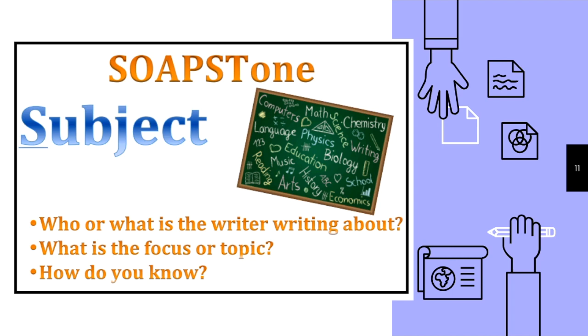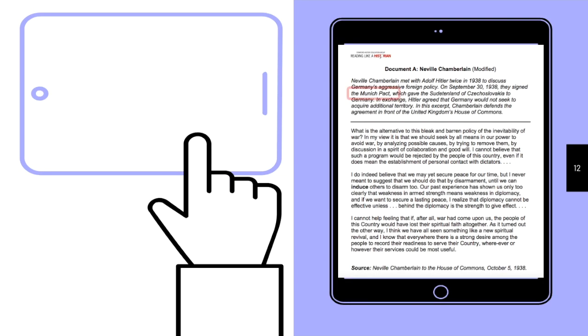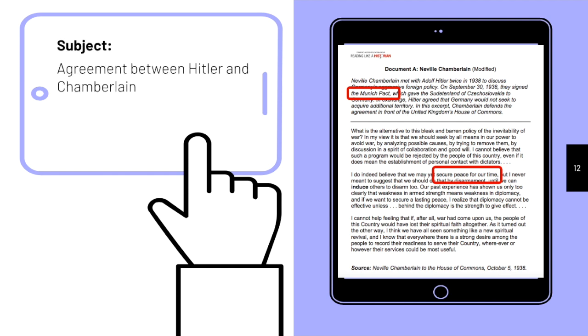The S is for subject. What are the general topics and ideas of the source? What is the message? How do you know? Chamberlain is trying to persuade fellow members of Parliament that he has saved Great Britain from war. He says he has secured peace in our time.